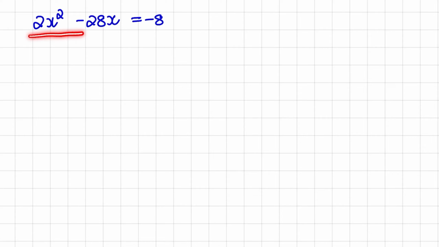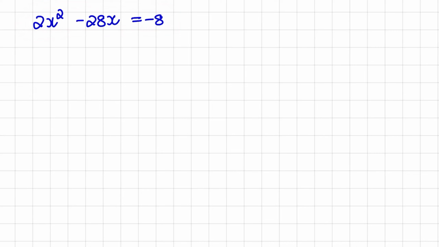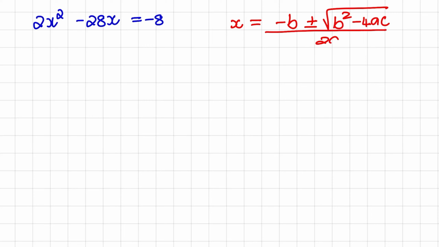In this video, we want to solve for x by using the quadratic formula. And in a previous video, I showed you where the quadratic formula comes from. And the quadratic formula is x equals minus b plus minus the square root of b squared minus 4ac, and those two terms divided by 2a.